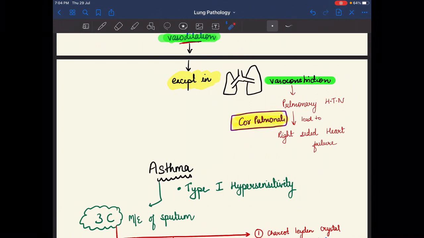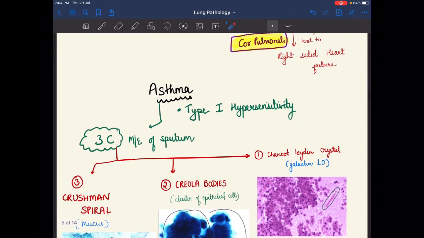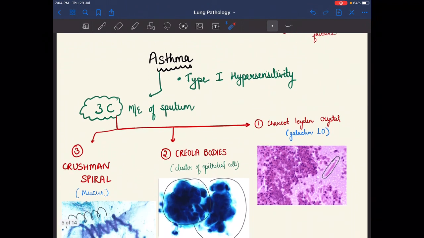Please remember this. For cor pulmonale, the right-sided heart failure is due to the lungs; the right-sided heart failure due to the lungs is known as cor pulmonale. Now next, after chronic bronchitis we have asthma, that is also an obstructive lung disease.